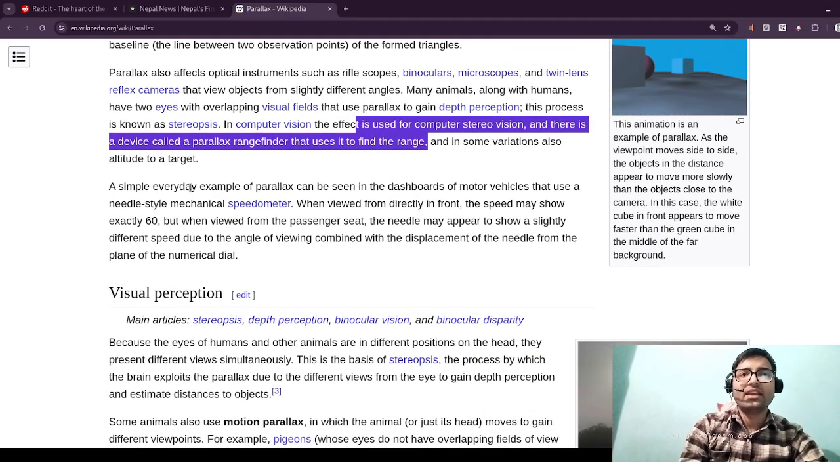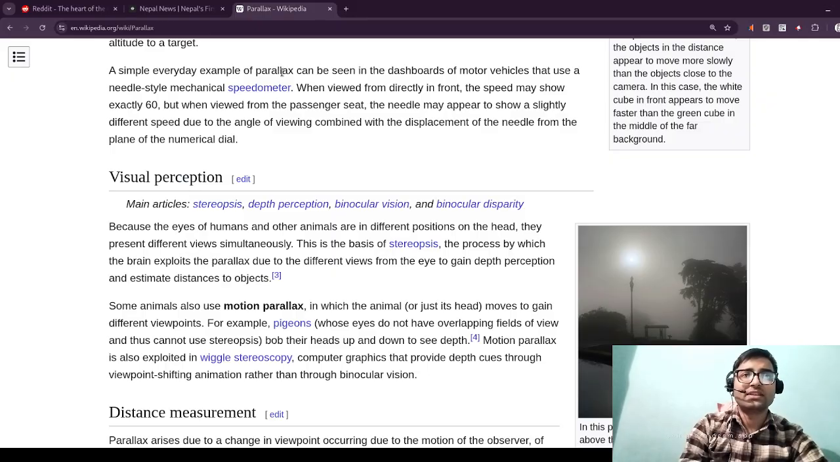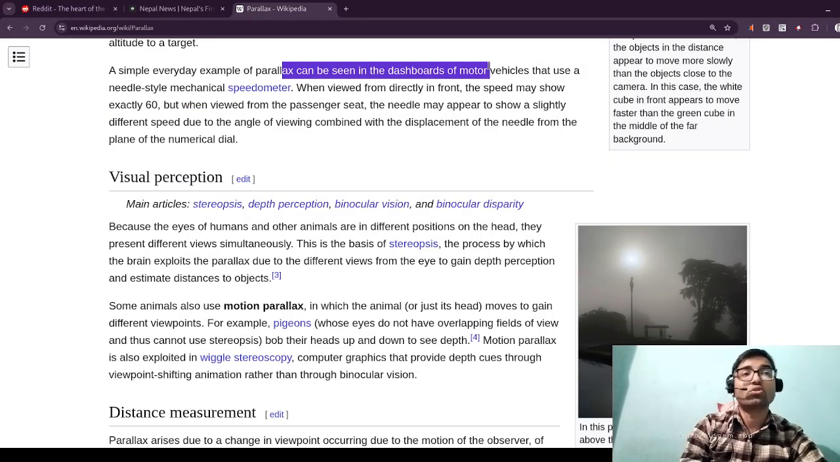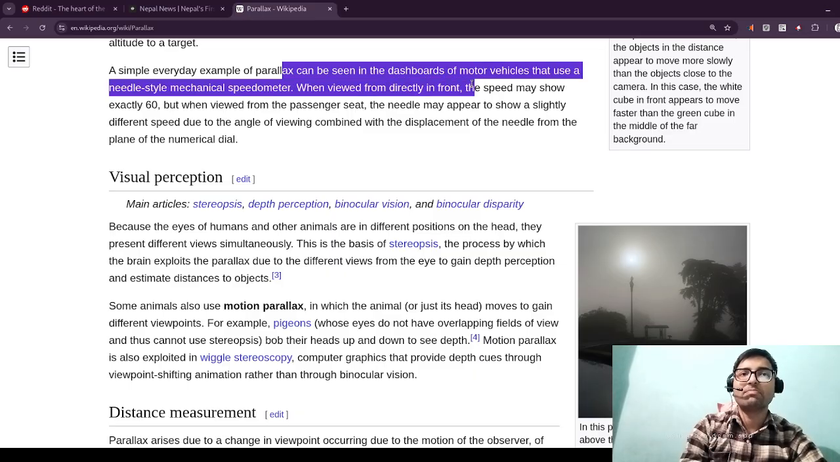A simple everyday example of parallax can be seen in the dashboard of motor vehicles that use a needle-style mechanical speedometer. When viewed from directly in front, the speed may show exactly 60, but when viewed from the passenger seat, the needle may appear to show a slightly different speed due to the angle of viewing combined with the displacement of the needle from the plane of the numerical dial.